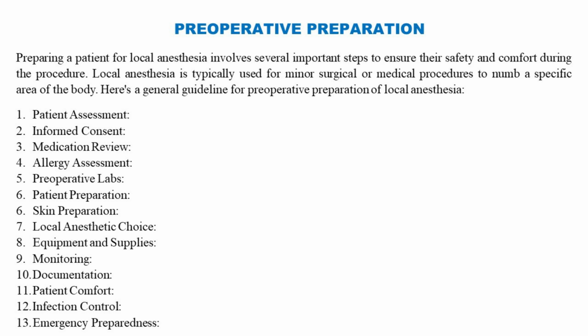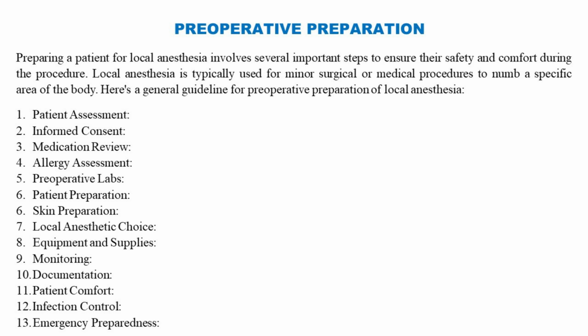1. Patient assessment. Review the patient's medical history, allergies, and current medications. Assess the patient's overall health, including vital signs, blood pressure, heart rate, respiratory rate, and temperature. 2. Informed consent. Explain the procedure, risks, benefits, and alternatives to the patient. Obtain informed consent from the patient or their legal guardian.